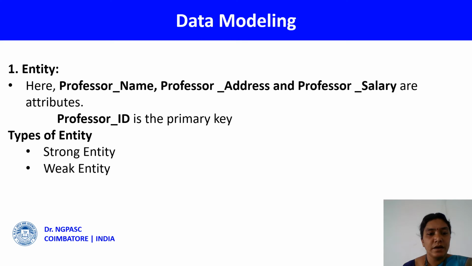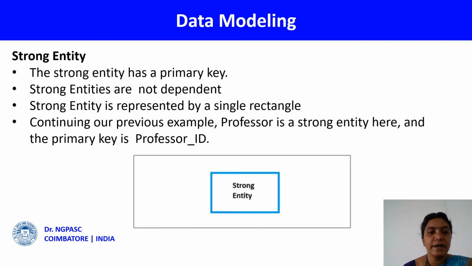So here professor name, professor address and professor salary are the attributes, and professor ID is the primary key. Now I can classify my entity into two types. One is strong entity and another one is the weak entity. So let me discuss one by one. Strong entity is nothing but which has a primary key. Let me define what a primary key is. Primary key is nothing but an attribute which uniquely identifies a record or a tuple.